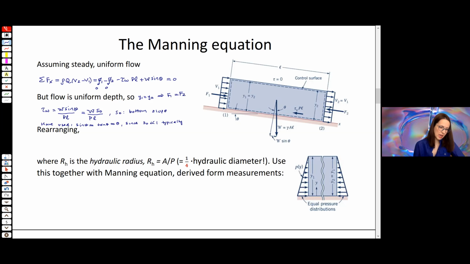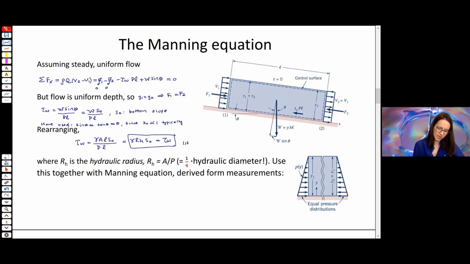All right. So rearranging now, we've got tau wall is equal to gamma. We're just rewriting the weight in terms of gamma, A, L, the length of this section, the length of the control volume, S naught, that bottom slope, over P, the perimeter, times L again, which when we cancel, it's just gamma, the hydraulic radius, times S naught. Right? And I'll just rewrite tau wall over here on the right-hand side so that I can box this equation.